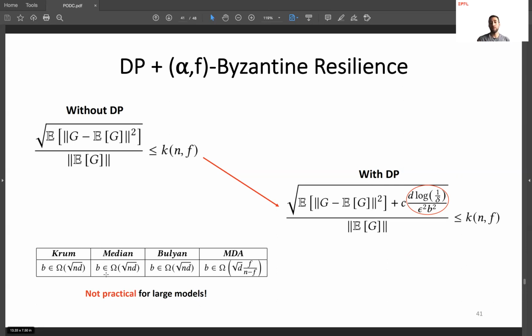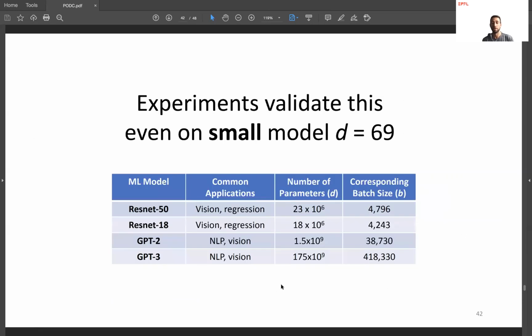And we clearly see how impractical this is for large models where D can take very huge values, as I recall here with this table. And actually, we conducted a set of experiments that validate our findings even on small models where D equals only 69. So let's see what we do here.